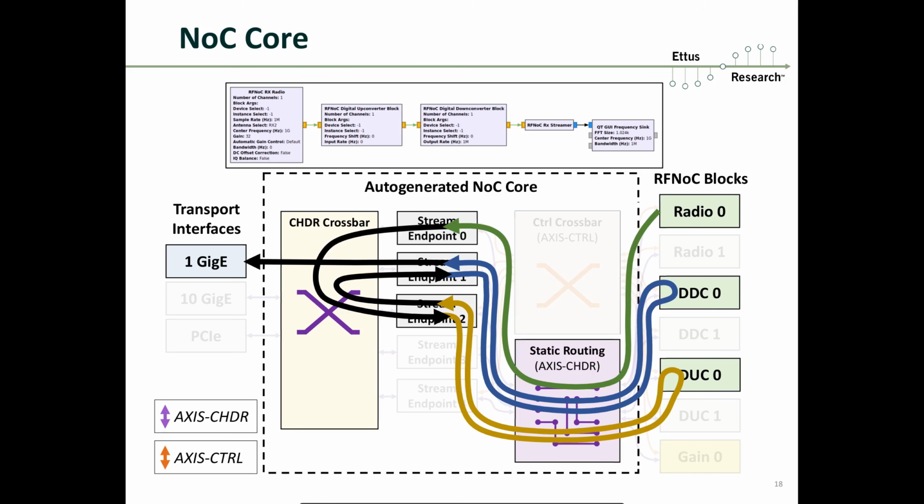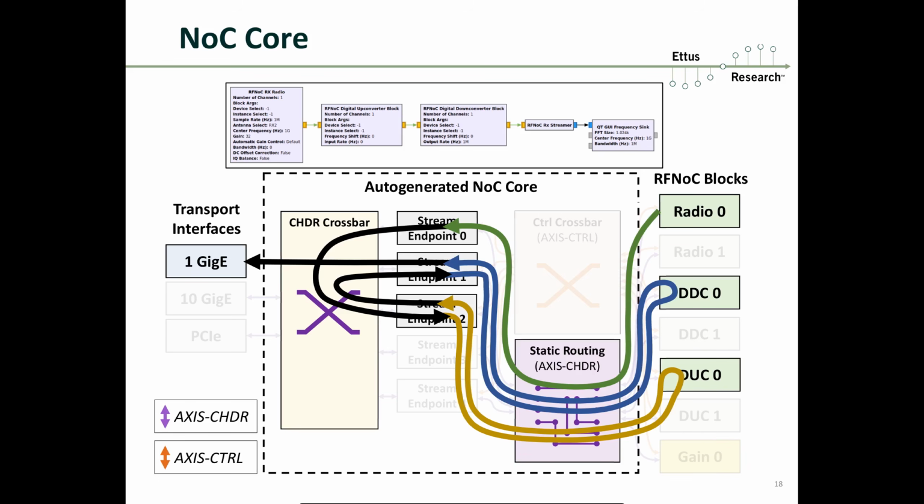Now what we've done here is we can rearrange these blocks in any order we want. We can flip the DDC and DUC, we can remove the DDC, we can remove the DUC, we can have all these different flow graph topologies. It's very flexible. But there's a trade-off here, and the trade-off is resource utilization and some latency.